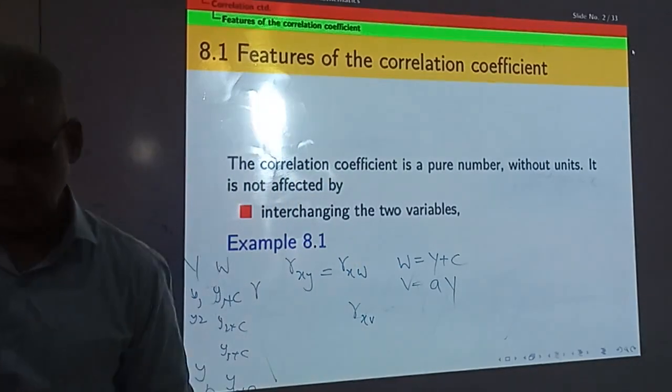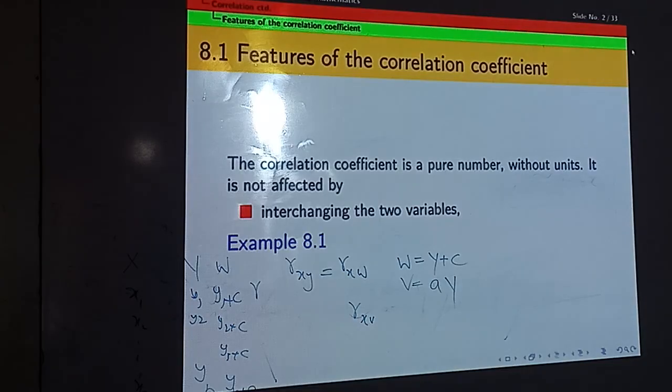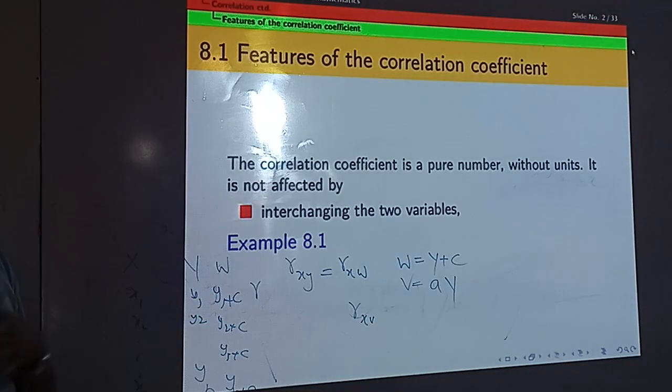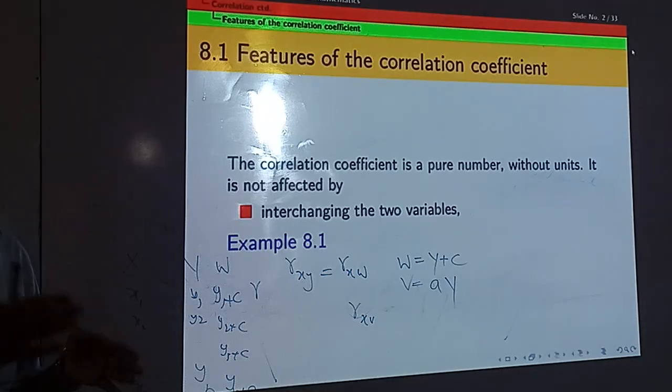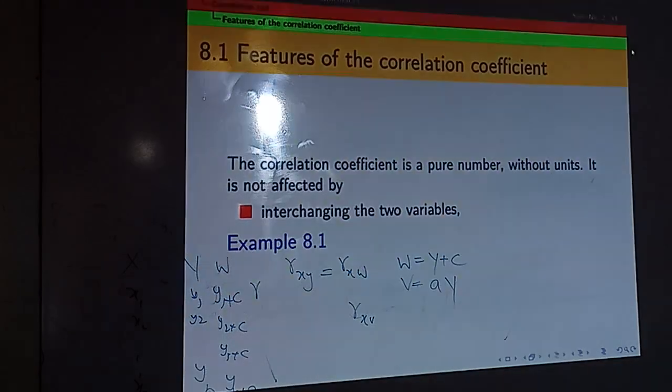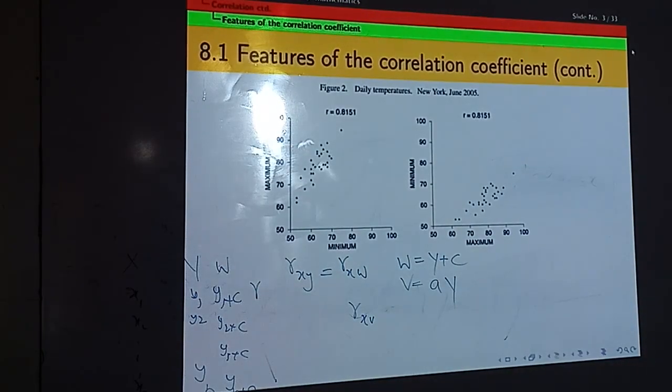So, in general, if you apply a linear transformation, not only adding a constant but also multiplying and adding, the correlation will still be the same. The strength of the correlation will be the same. You can mathematically prove it. Here I have shown this using some simple examples. Actually, this fact is a different one.